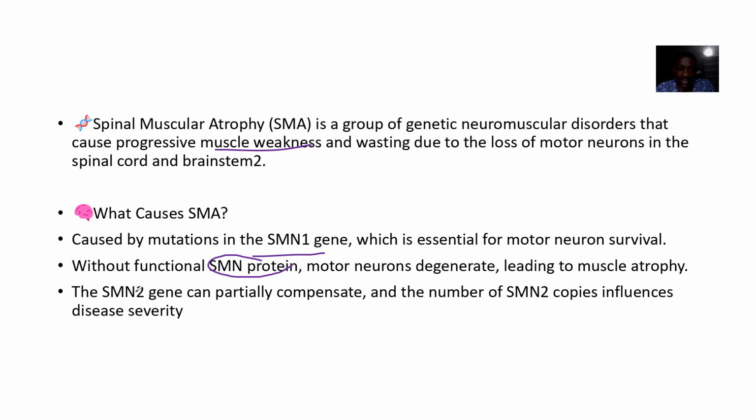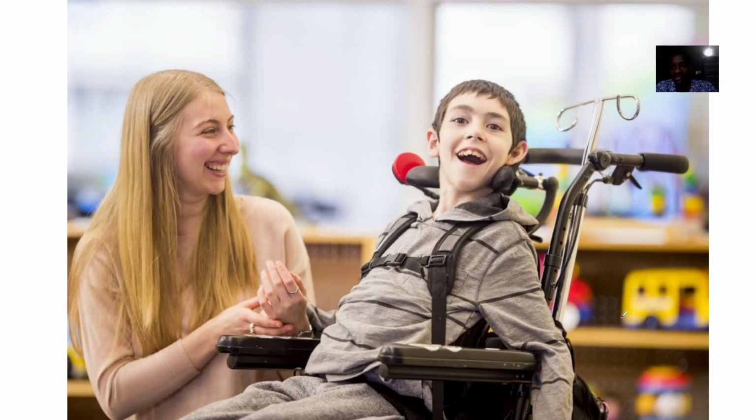So the SMN2 gene can partially compensate, and the number of SMN copies influences disease severity. So there's another gene that can serve that role, but it depends on whether that gene is present and the amount of that gene that is present.